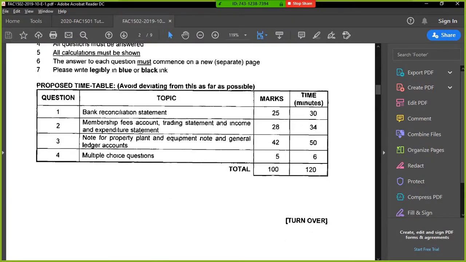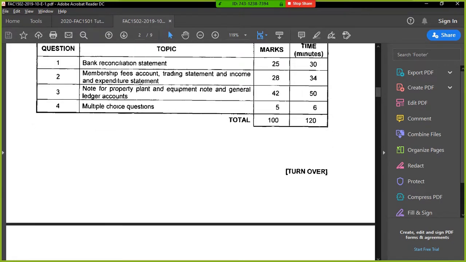It says 30, but it's not that long because you'll see it's actually quite easy. When I looked at it, it was quite a short question. Bank recons you can probably do quite quickly. If it's written, it might take more time. But remember, this isn't a written paper, it's online.